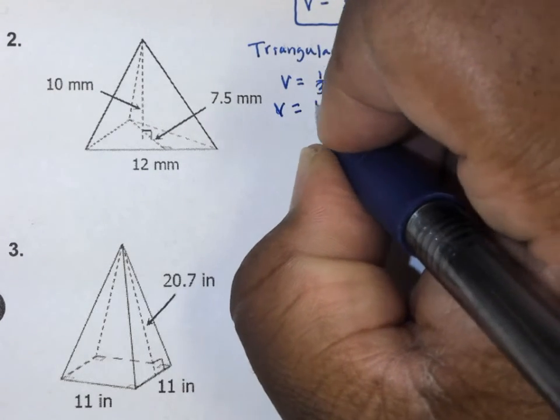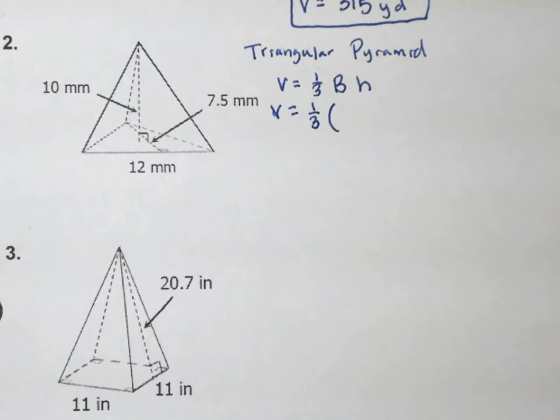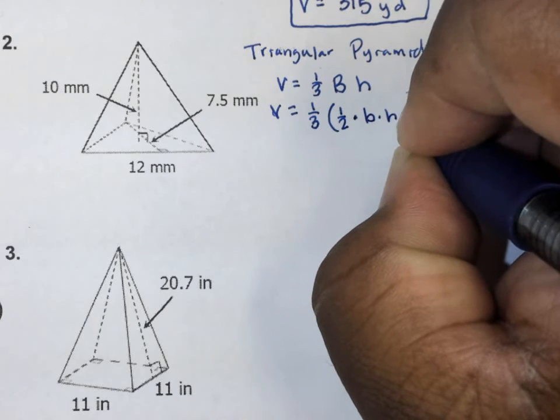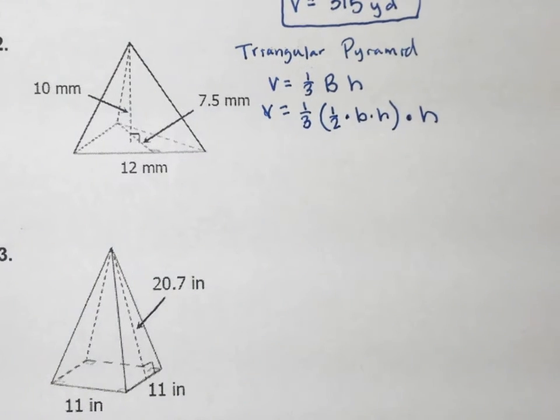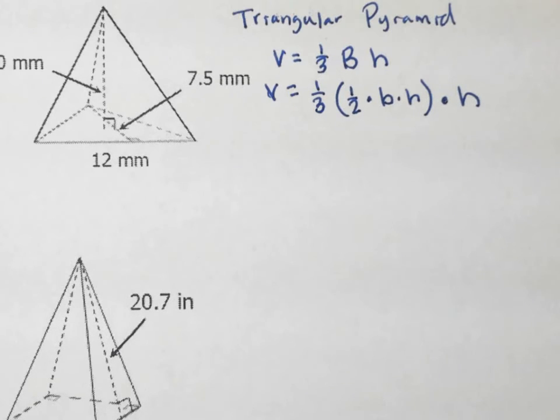The adjustment needs to be made. 1/3 parentheses 1. What's capital B now? One half times base times height. Close my parentheses times the height of my pyramid. This is the adjustment that needs to be made to the formula. You need to make sure you make the adjustments.